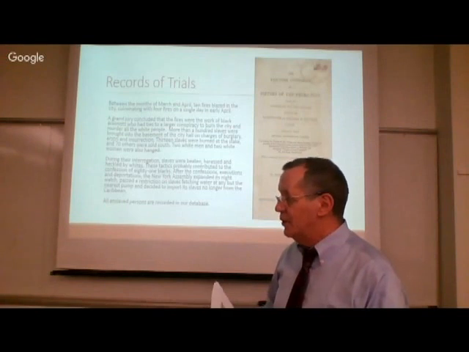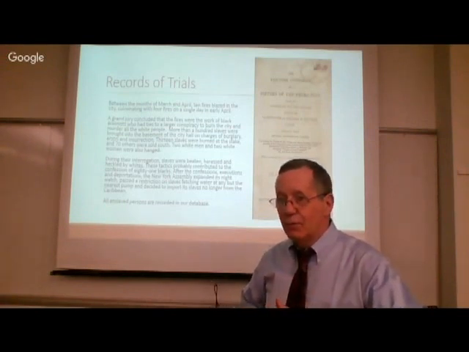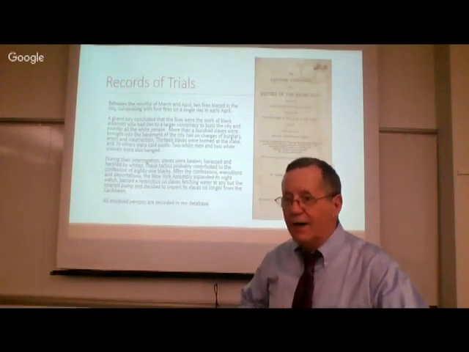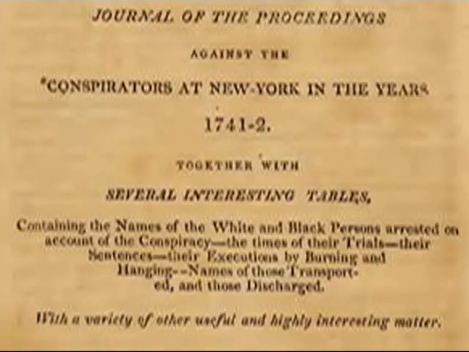Next. Records of trials. Right now, most of our records are older records. We're going to be doing a project to get records in the period leading up to the Civil War of trials where fugitive slaves were defendants. But this is a trial in 1741. This document is the New York Conspiracy or History of the Negro Plot, with the Journal of Proceedings against the Conspirators at New York in the year 1741.